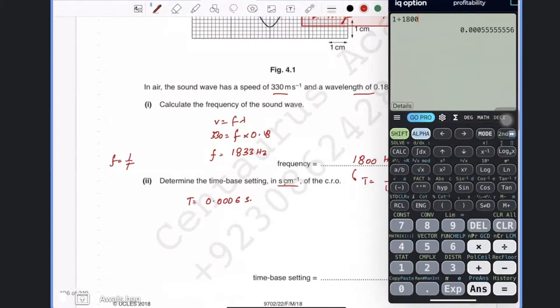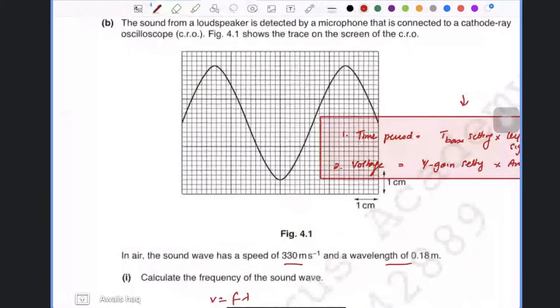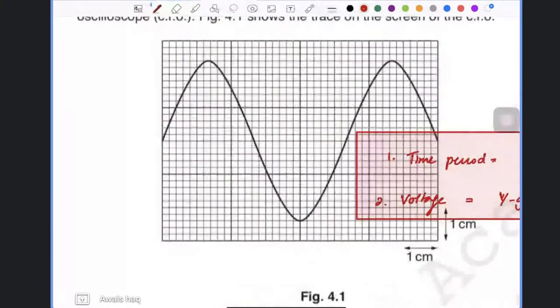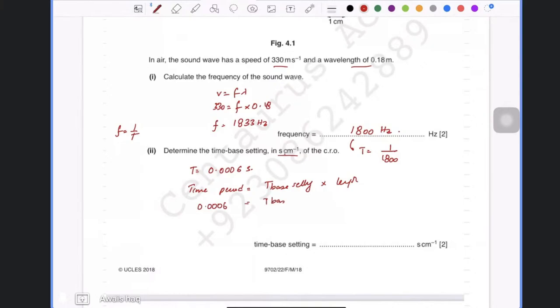Now if you look at the wave, you might realize that the wave is displayed in such a way that one wave completes like one box, two box, three, four, five. There are 1, 2, 3, 4, and 5 boxes. So that's basically one length of a wave is given as 5 centimeters. So now we're going to use this formula, the first one, right? Time period equals time base setting multiplied by the length. So we want to find time base setting. The time period is this one, and the length was 5 centimeters, so you divide that.